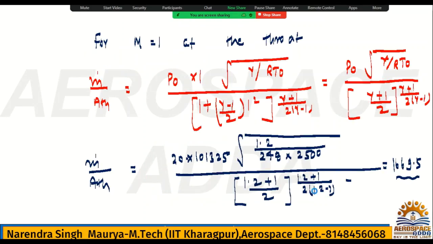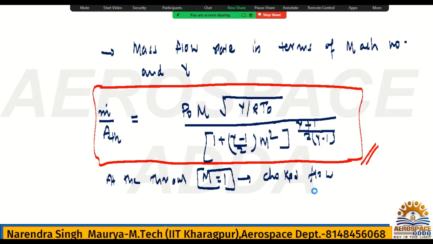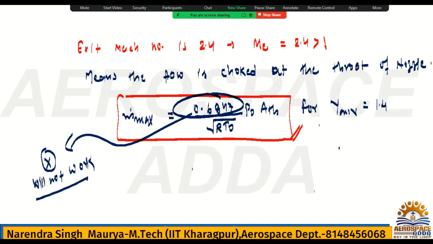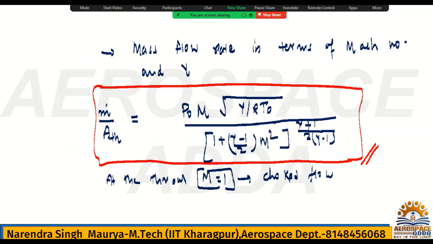Again I will suggest, don't blindly use this formula, because this constant is for gamma equal to 1.4. So if they have given air, then obviously you can use this formula for the mass flow rate, but if gamma has changed, then don't use it. Better you remember this formula, which is the mass flow rate in terms of Mach number. It was derived in my previous lecture.